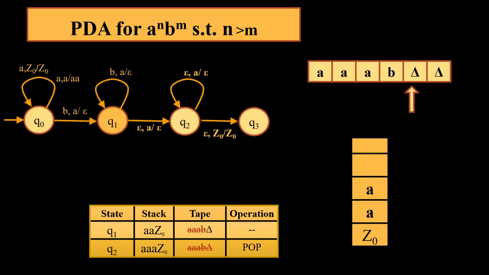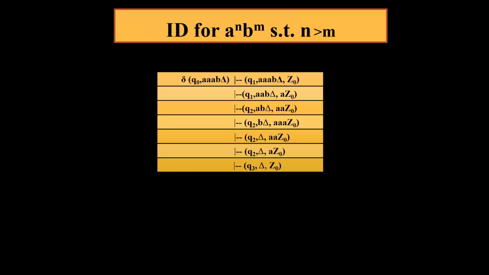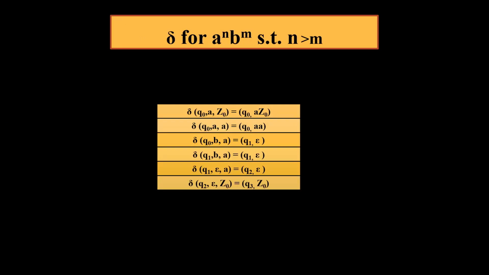Now we come across delta, that means the tape is empty, but still we have 2 A on the stack, so that means our number of A is greater than number of B, which was actually required. So we start popping the elements from the stack, and all the elements which are popped should be A. Once we reach Z0, that means the stack is empty. Since the tape was already empty, we move from state Q2 to Q3 and we are in the accept state. ID for A^n B^m is given over here and the transition function is also provided.